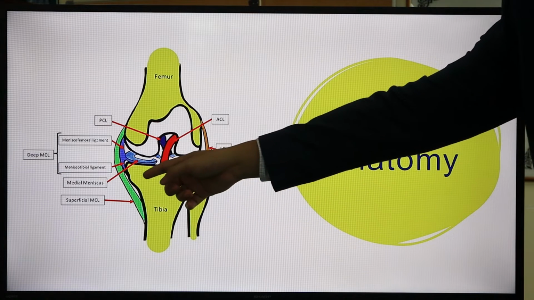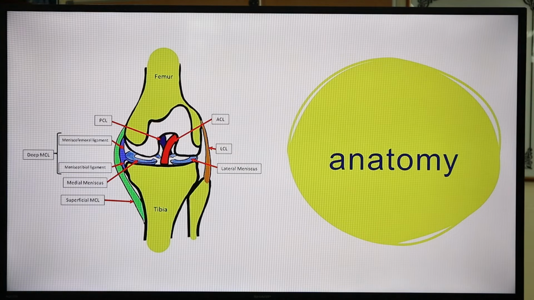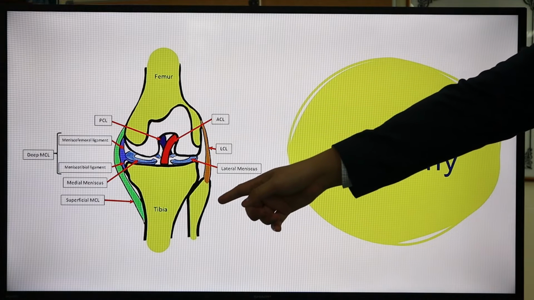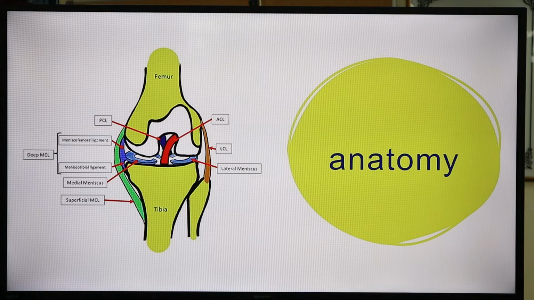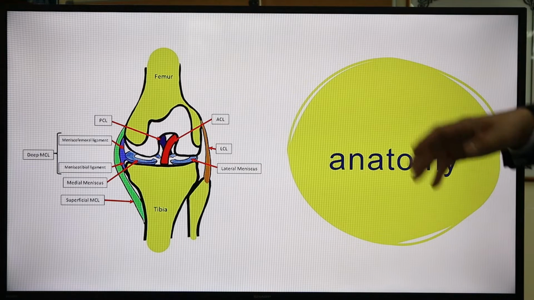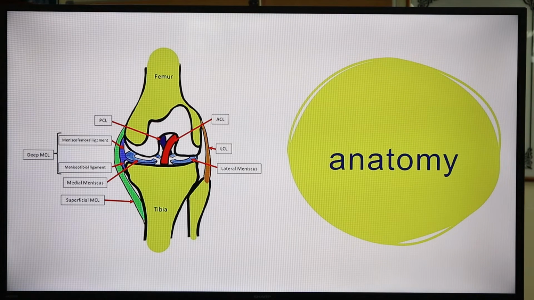One is at the proximal part, 4 cm below the joint line, and it blends in with your semimembranosus attachment. And another one is the distal insertion, as far as 12 cm below the joint line, distal to the pes anserinus. Each of these fibers has its own function, so I will discuss in detail after this.